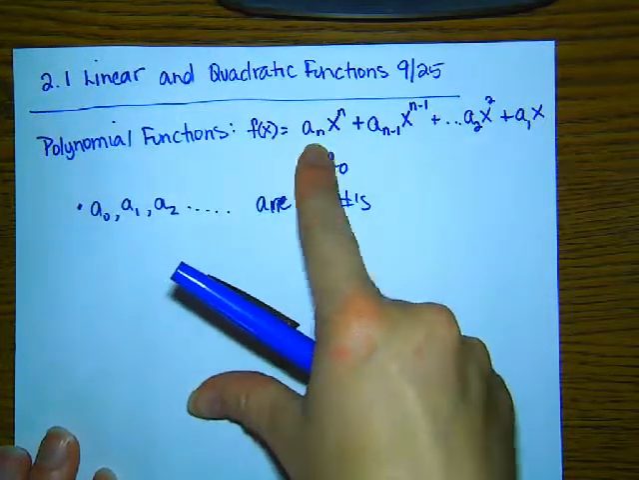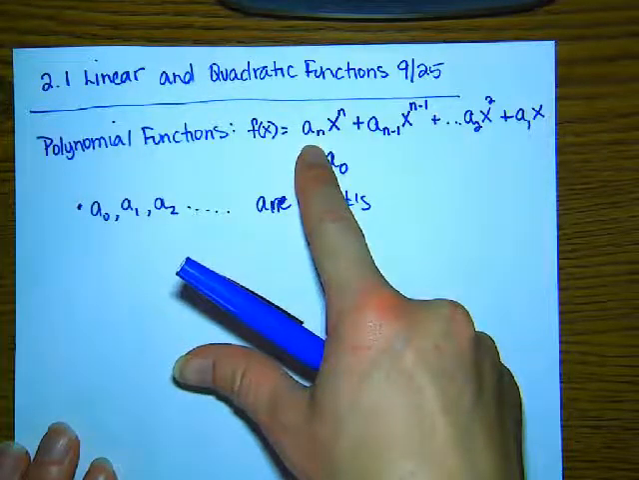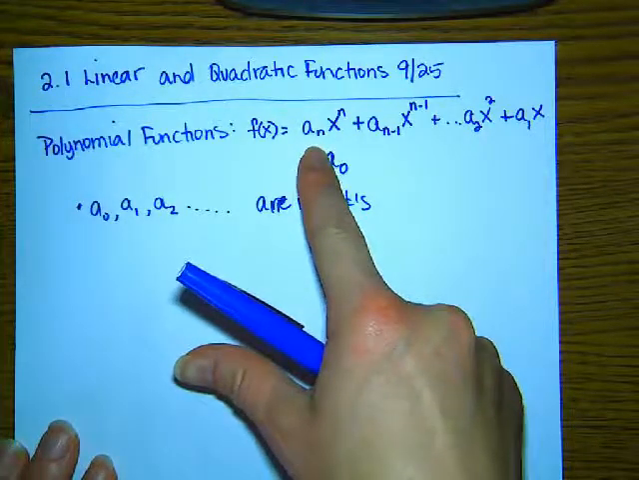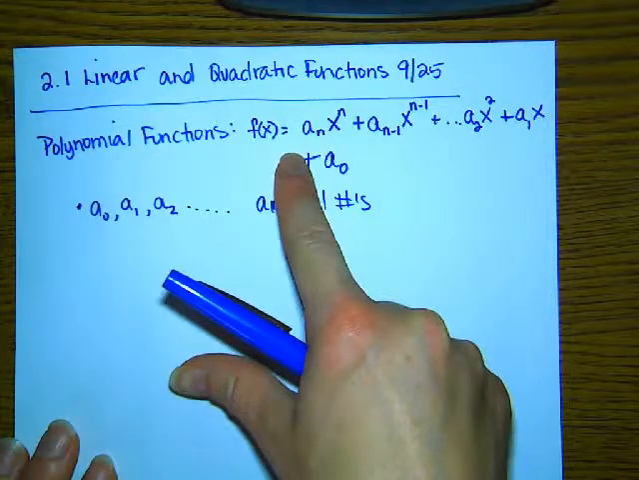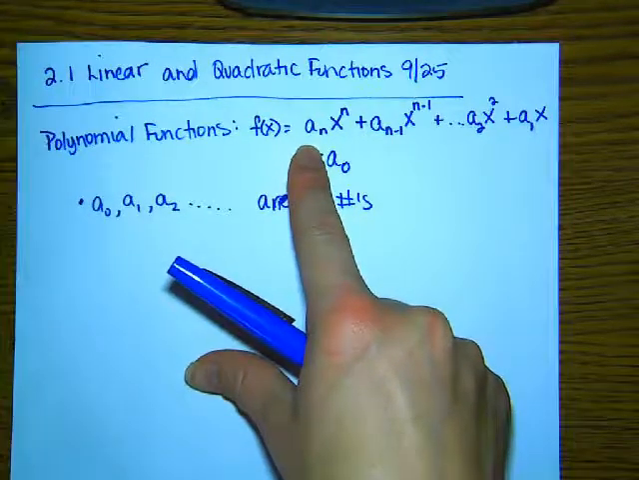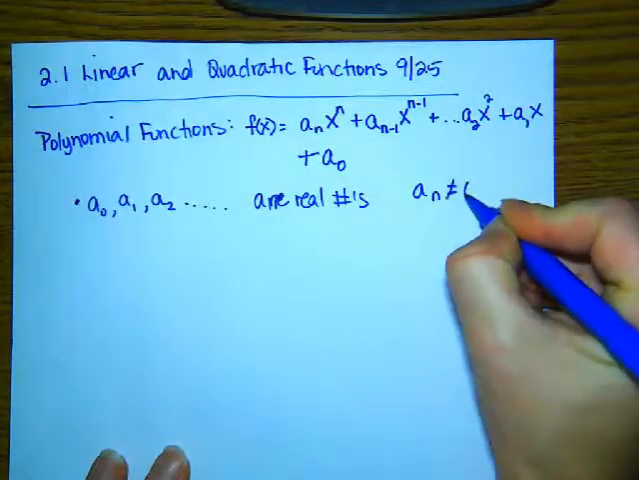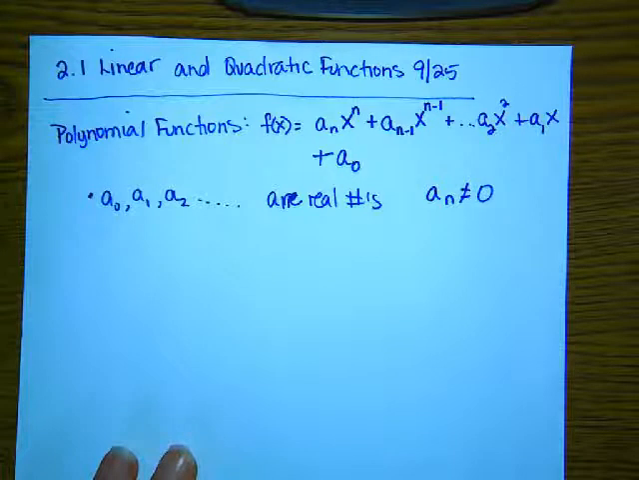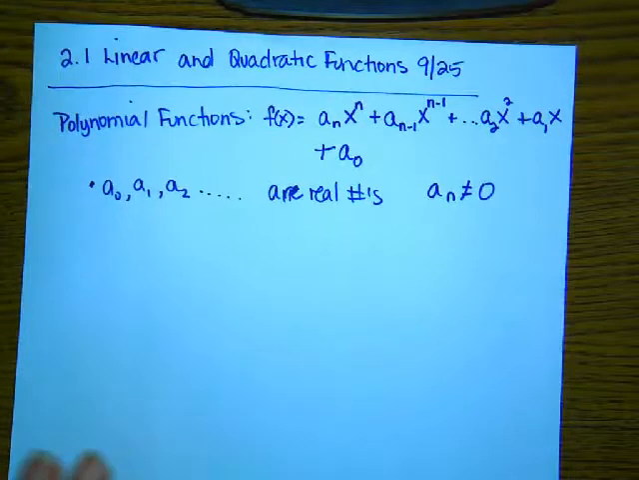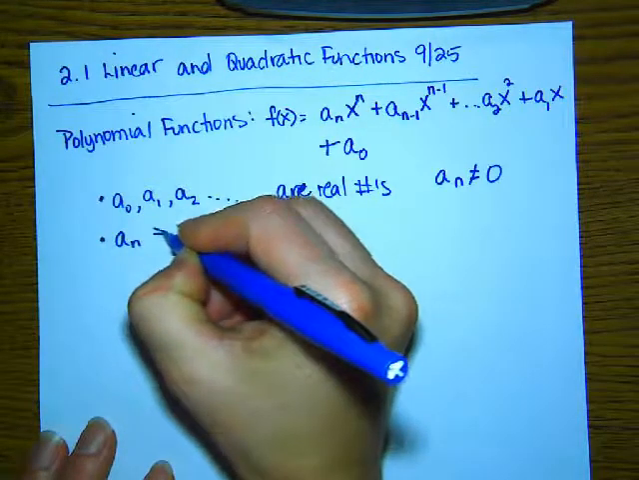Also, we would never make a sub n equal 0 because what would happen then to that term? It would go away or be 0. So the leading coefficient has to be a number. So I'll write that down. A sub n is not equal to 0. Okay, so a sub n is what we call the leading coefficient.